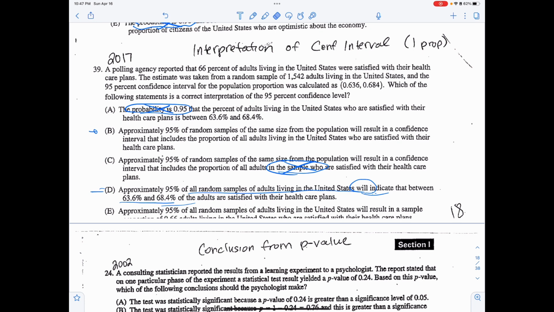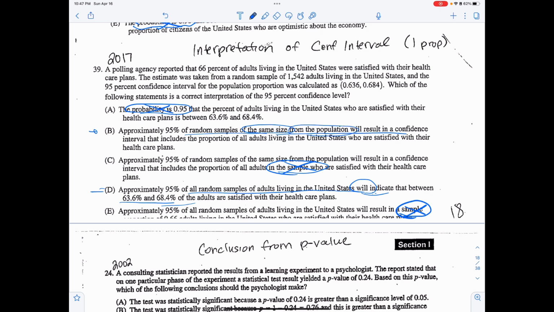And it says a couple issues. One issue here is that it's a sample proportion. Another one is that it's too deterministic. So read this one and see why it's good. Approximately 95% of random samples of the same size, that's good, from the population, that's good.